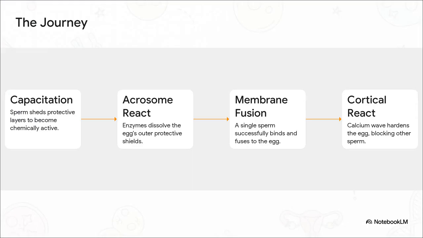Now, for the incredibly lucky few that actually survive that marathon, the fertilization process itself is like this high-stakes obstacle course with some very distinct, very crucial hurdles. First, the sperm has to get chemically active by shedding some of its outer protective layers. Next, it actually has to break through the egg's heavy shielding. Once a path is clear, it fuses its outer membrane with the egg's. And finally, the egg immediately locks the doors behind the winning sperm. Let's actually take a closer look at how they break in.